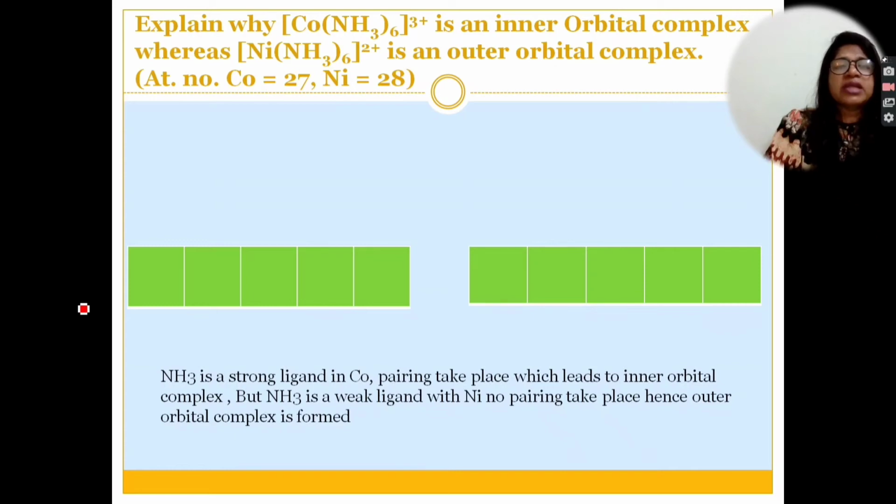Now let us go to the next question. Explain why [Co(NH3)6]3+ is an inner orbital complex, whereas [Ni(NH3)6]2+ is an outer orbital complex.